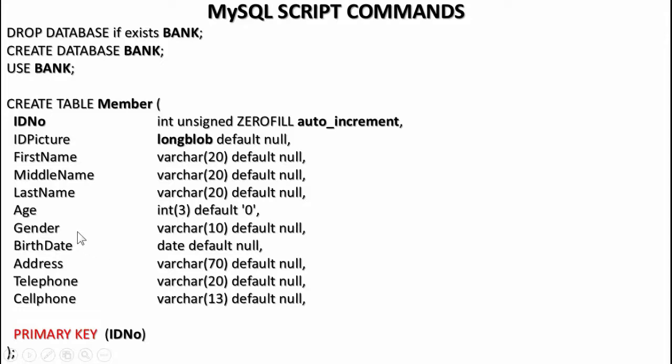The field name gender, varchar up to 10 characters. The field name birth date is assigned date data type. The field name address is assigned varchar with 70 characters. The field name telephone is assigned varchar 20 characters in length. And the field name cell phone is assigned varchar with a maximum of 13 characters. The chosen primary key is the ID number.